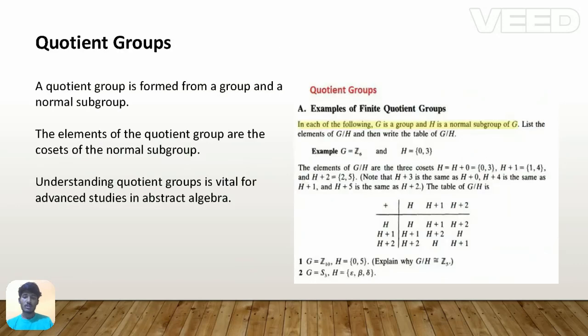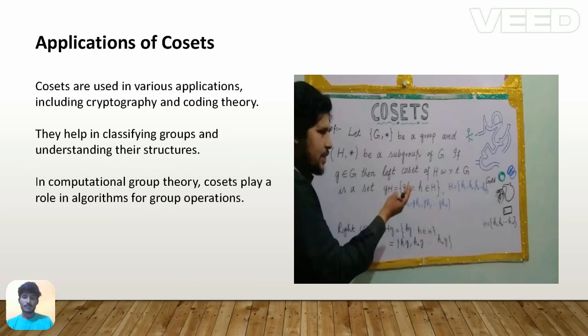Quotient groups. A quotient group is formed from a group and a normal subgroup. The elements of the quotient group are the cosets of the normal subgroup. Understanding quotient groups is vital for advanced studies in abstract algebra.